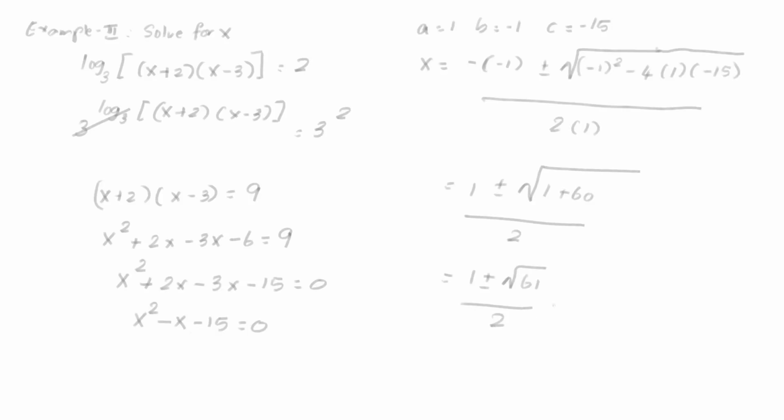So x would have two solutions: 1 plus square root of 61 over 2, and x would equal 1 minus square root of 61 over 2. And those are our two solutions for this problem. And here is example 4.